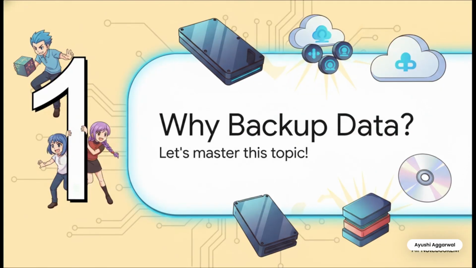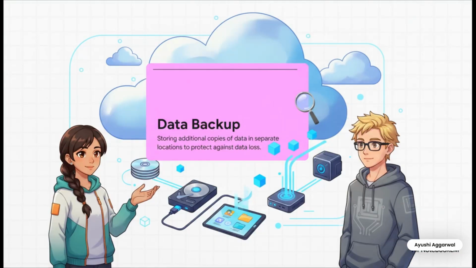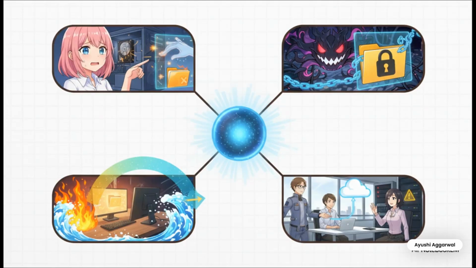All right, so before we dive into the different types of backup devices, let's start with the most basic question of all. Why do we even need to back up our data in the first place? So what exactly is data backup? Well, in simple terms, it's the process of making extra copies of your important files and storing them somewhere else in a separate location. Think of it like an insurance policy for your data, one that saves it from being lost forever. This slide shows us exactly what threats we're protecting our data from.